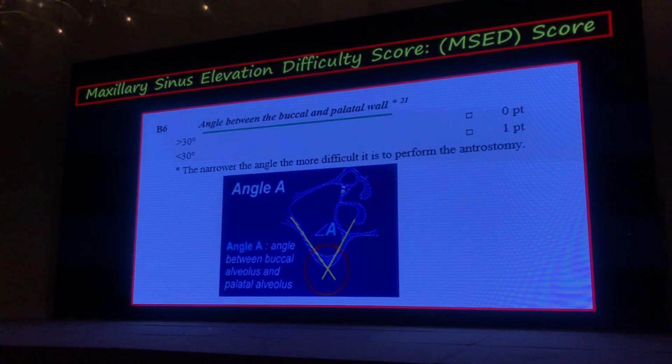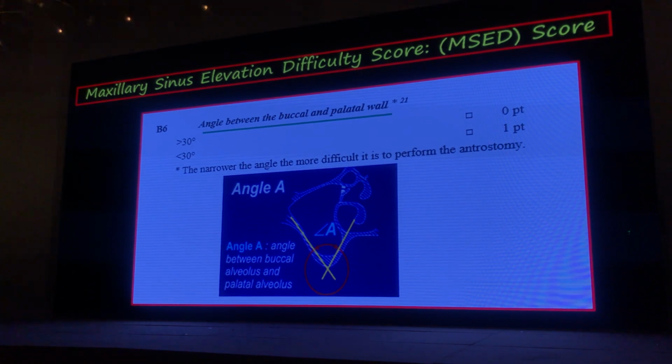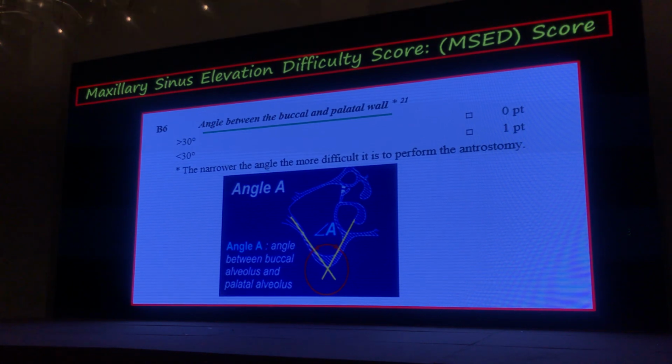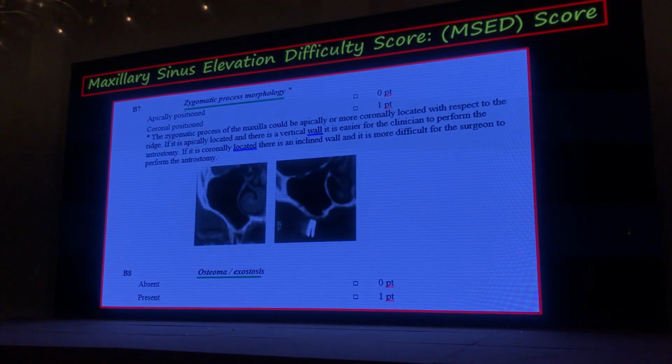And we again many times talked about the angle between the medial wall and the lateral wall, making the window more difficult, and the perforation rate being higher.